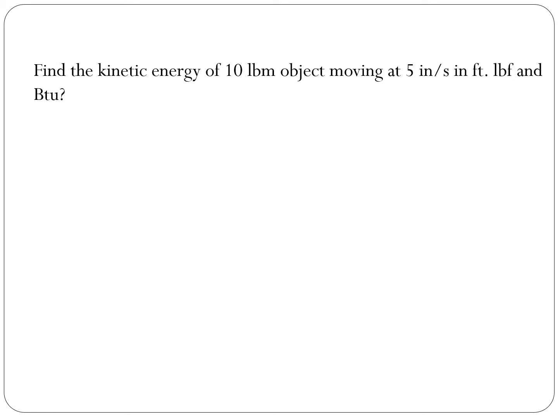So for instance here, find the kinetic energy. So you need to find the kinetic energy, which is half mv square, of a 10-pound mass object moving at 5 inches per second. My suggestion for this type of problem is to convert everything to the basic unit and do the calculations. You need to find the kinetic energy in feet pound force and then in BTU.